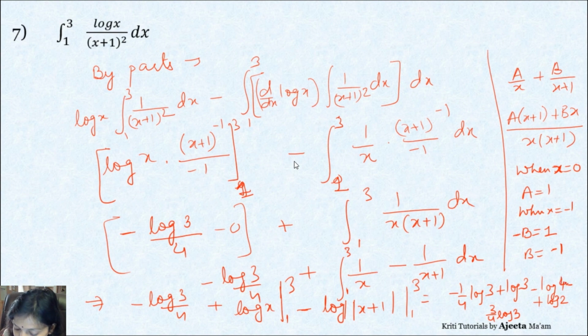What will you get? I just showed you in the previous one. Log 4 can be written as 2 log 2. So minus 2 log 2 plus log 2. What will you get? Minus log 2. So this will be your final answer.